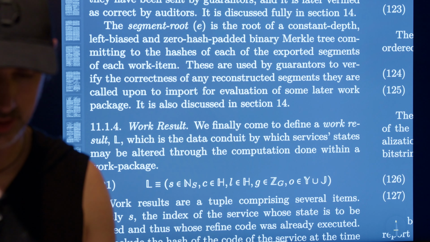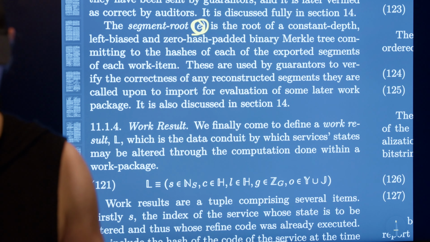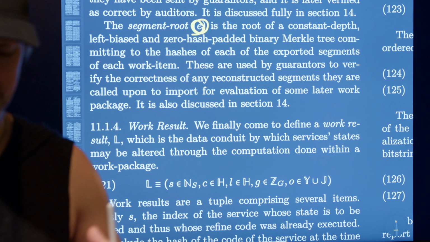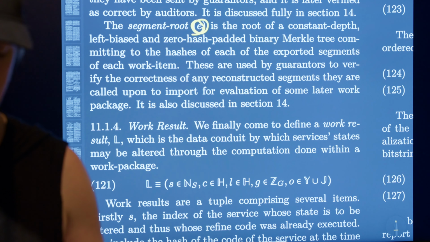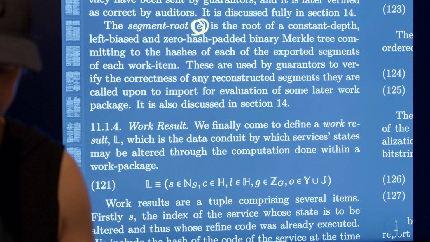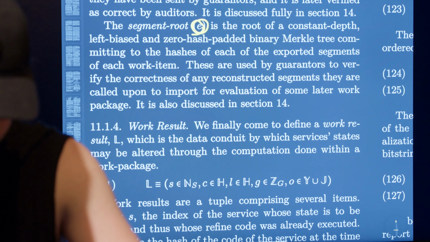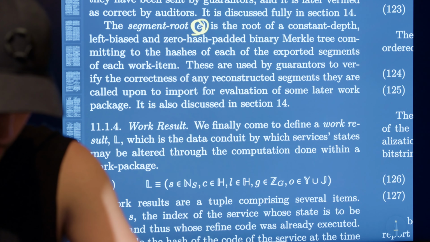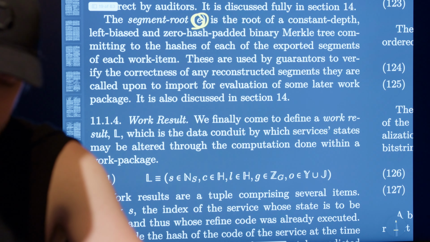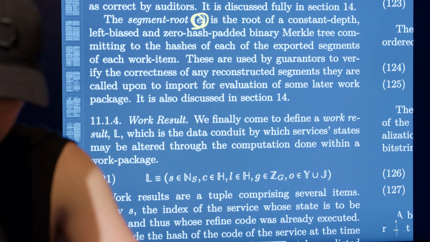And this segment root allows us to know and be proved what we should be receiving for our responsibilities as assurers for this data. So that's essentially what it's saying here. These are used by guarantors to verify the correctness of any reconstructed segments they're called upon to import for evaluation of some later work package.